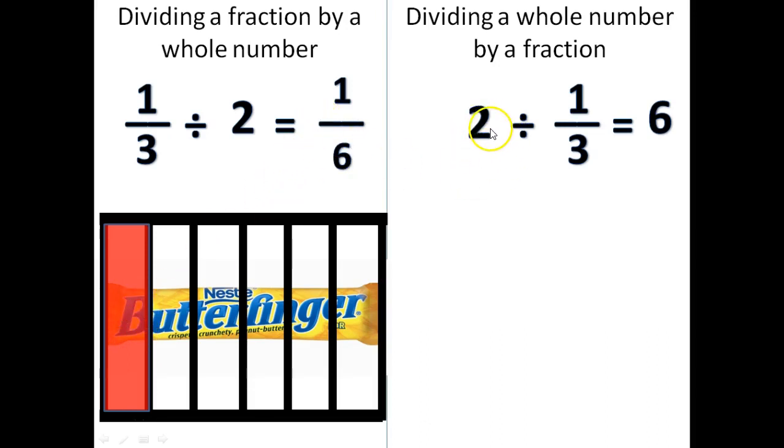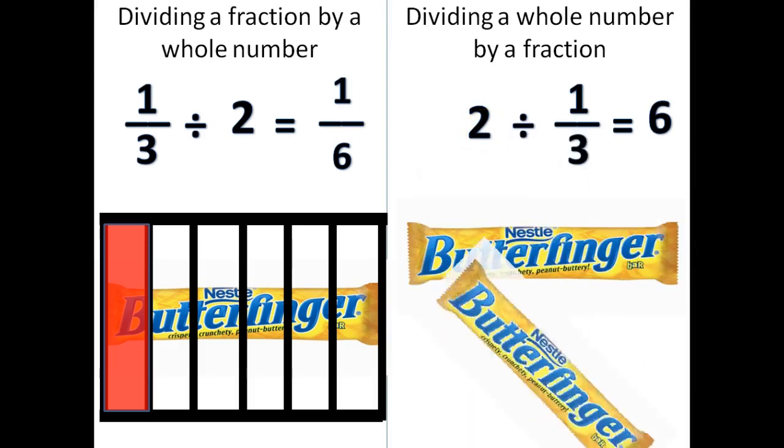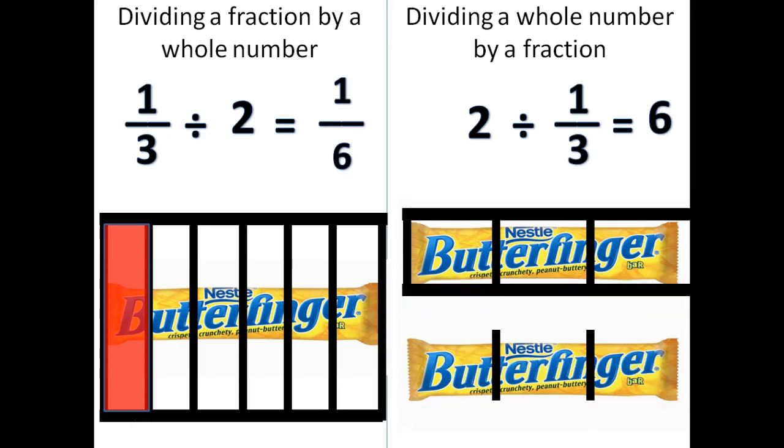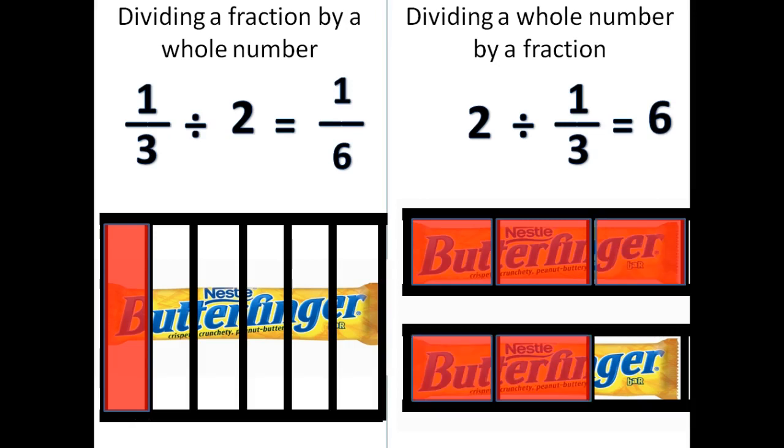On this side, we have 2 candy bars, so we would actually need 2 candy bars, and we're going to cut them into thirds. When you're done cutting them into thirds, you would simply add up the pieces. We should get 6. So here you can see 1, 2, 3, 4, 5, 6. There is your 6 pieces right here.